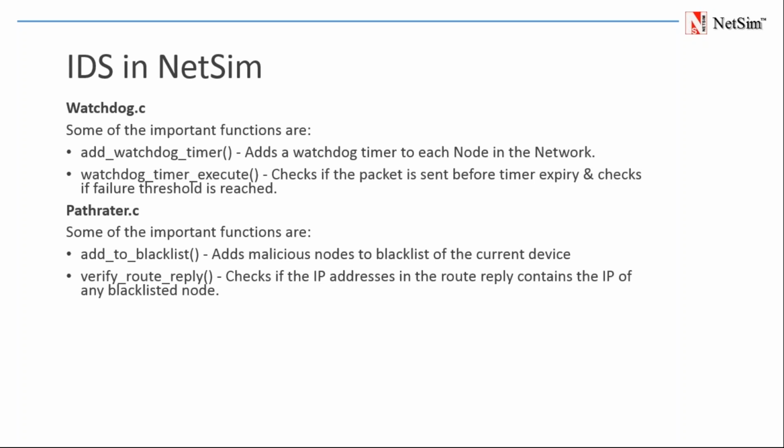And this is the source file watchdog.c and pathrater.c, and these are functions. The first function, add watchdog timer, adds the watchdog timer to each node in the network, and the second one checks if the packet is sent before the time expires.